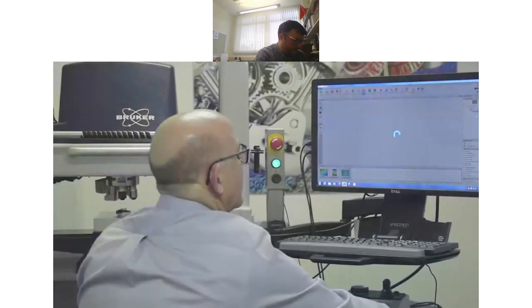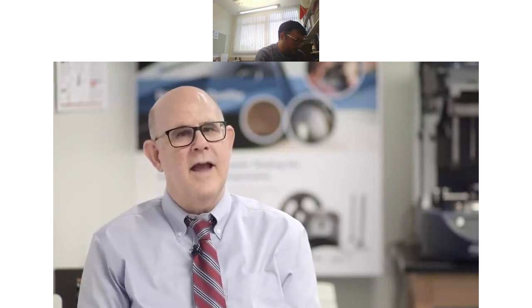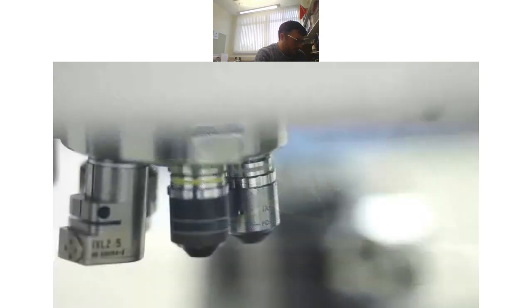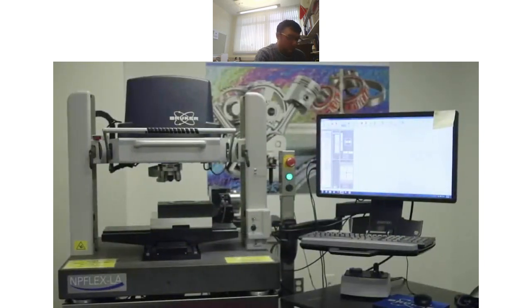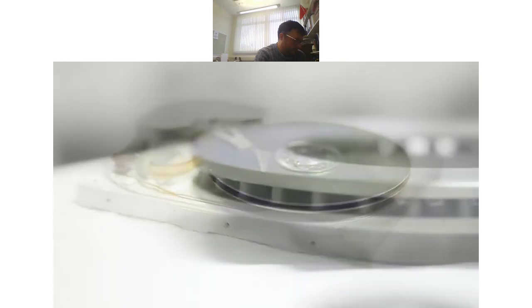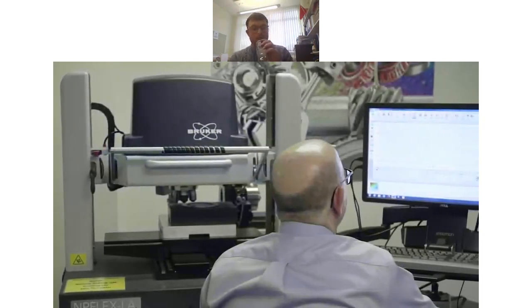And once I can measure it, then it's a question of understanding what the potential mechanism of failure or problem is. If it's a noise issue, a wear issue, a leakage issue, or an appearance issue, what is the actual issue? How do they describe it? I have what's called a Bruker NP Flex, which is a 3D optical profiler, which allows measurement of large parts and small parts, both in very smooth situations, like a super polished mirror, all the way up to a very rough part, like maybe a brake rotor or something that's been shot blasted.